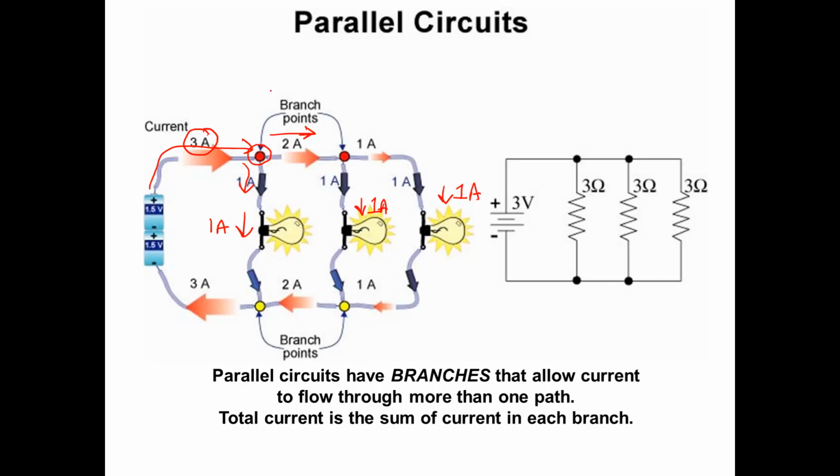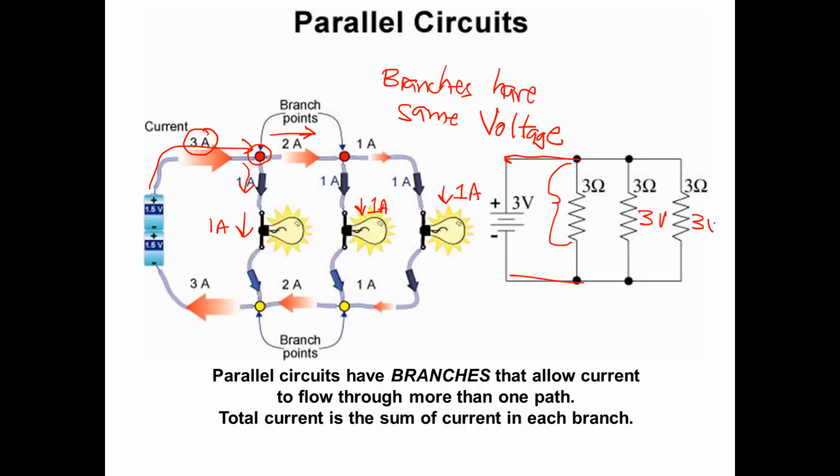Something else that's important is that in a parallel circuit, all branches have the same voltage. There's a direct path back to the battery. So let's say in this circuit, because this branch here has 3 volts because I can trace right back to the battery, this branch has 3 volts as well as this branch has 3 volts.